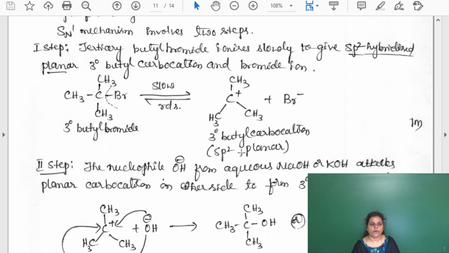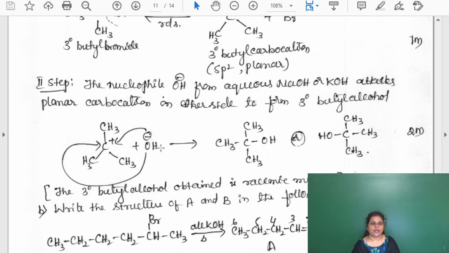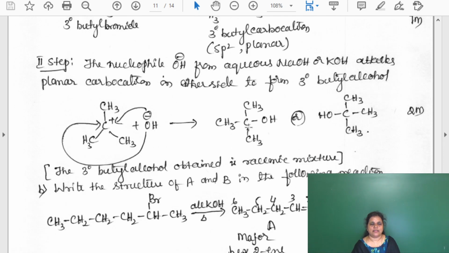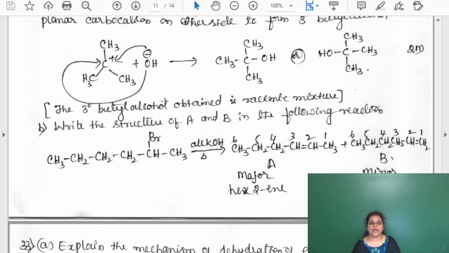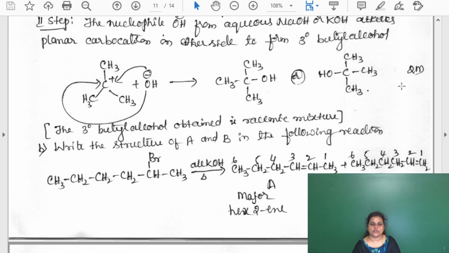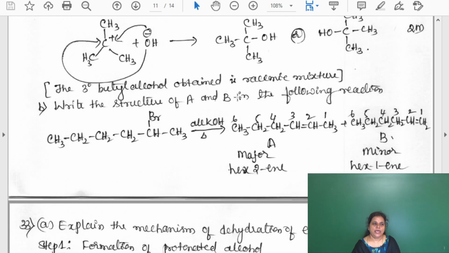This is an important point. Second step, the nucleophile OH minus ion from the aqueous NaOH or KOH attacks the tertiary carbocation from both the sides because it is planar, and it may result in the formation of this compound or this compound. Any one you can write, because the tertiary butyl alcohol obtained is a racemic mixture here. The product is a racemic mixture. Racemization takes place in the case of SN1 mechanism, and this step carries 2 marks. Total 3 marks. Explanation carries 1 mark and 2 equations carry 1 each. That is total 3 marks.